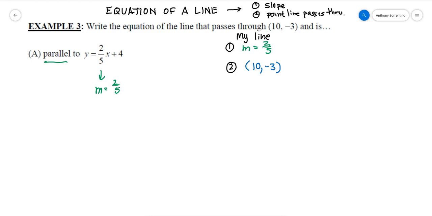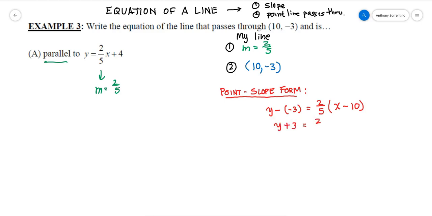So what I can do is say, okay, in point-slope form, I can simply write it based off of this information as y minus -3, that's the y coordinate it passes through, equals 2/5 (x minus 10). And I could go a step further to simplify and say y plus 3 equals 2/5 times (x minus 10). So that's an acceptable answer because it's not asking us to do it in a very specific format.